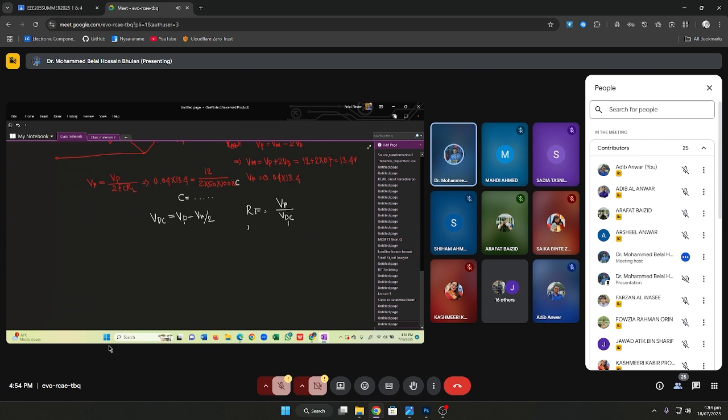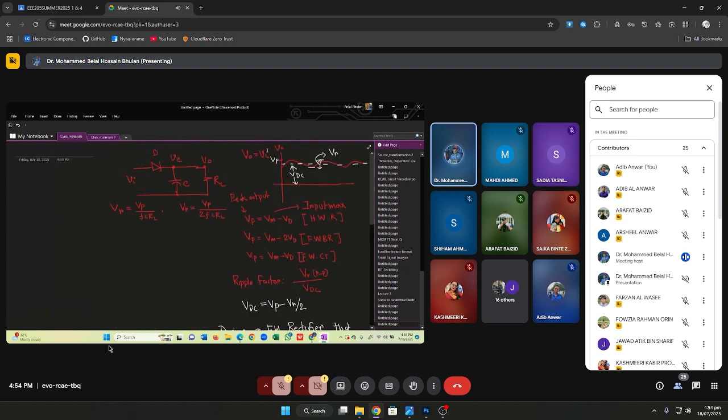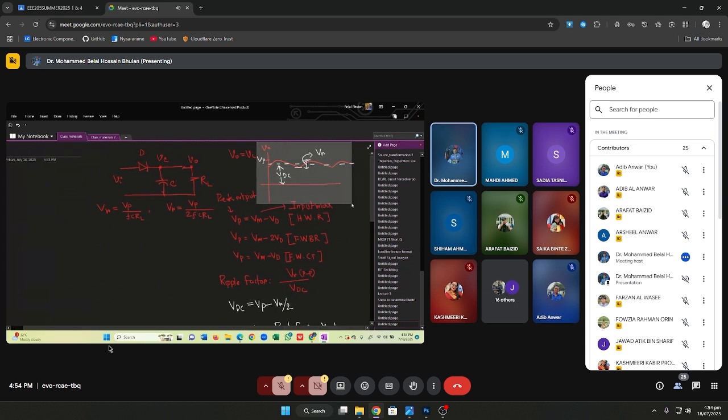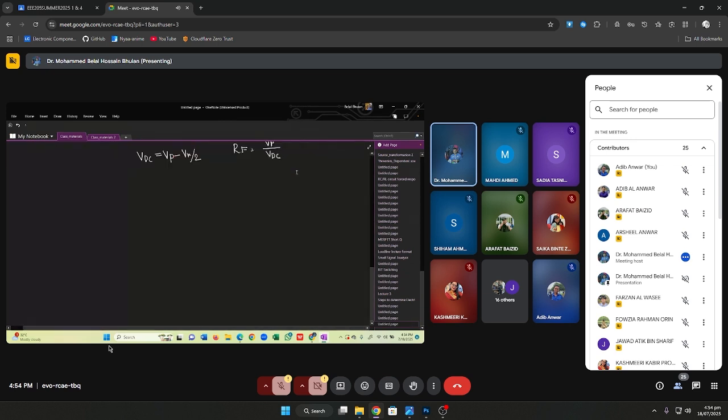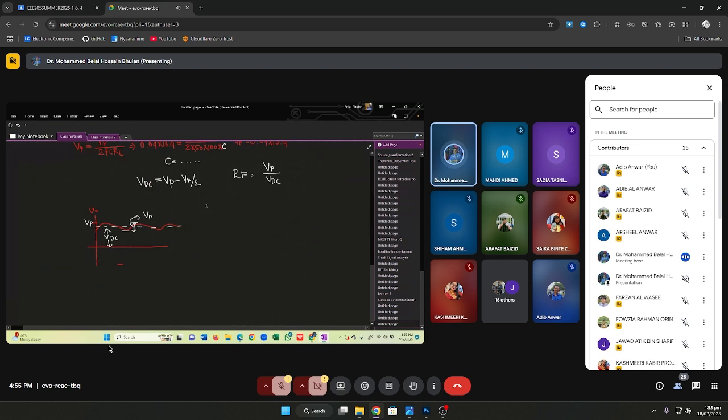Okay. Next, in our last class, we discussed that, let's say we have this signal. This is coming from, let's say, a half wave rectifier, or it could be a full wave or any rectifier. So that's the output that is coming from a half wave rectifier.